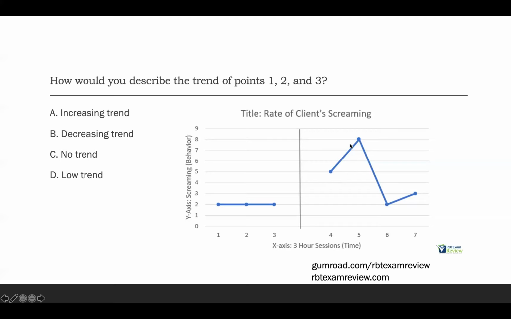4 to 5, the trend is increasing, okay? But then what happens? The trend drops back down, right? It decreases again, and then it increases again. So if I were to ask you about the trend of points 4, 5, 6, and 7, okay, I would still say no trend, right? Because it's still unclear. It goes up, down, up again, okay? There's no real trend of that data.